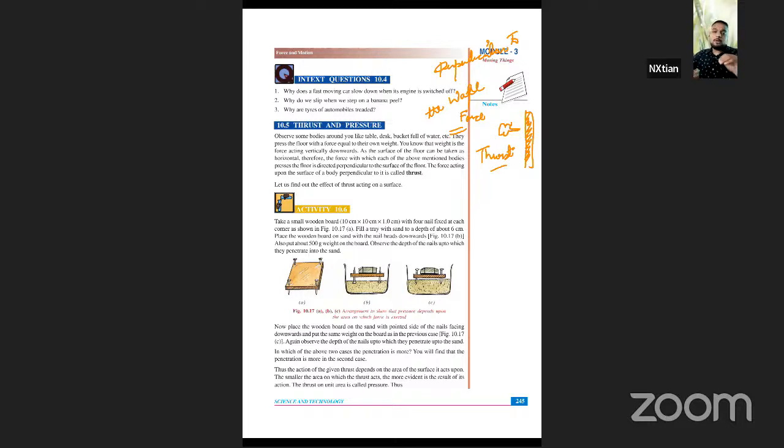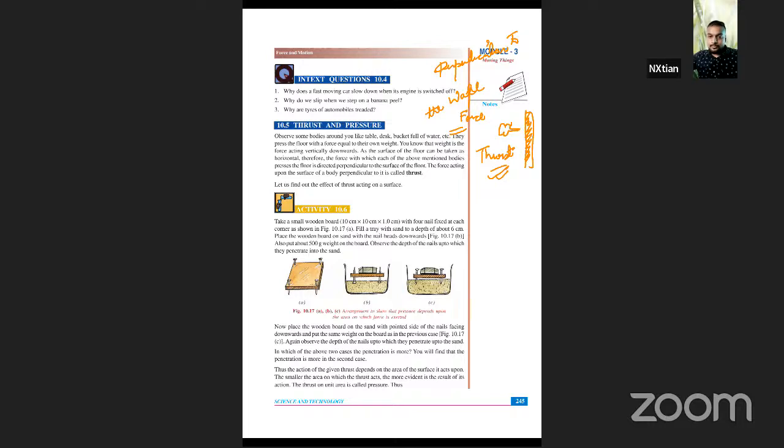So if you are standing, is it a force perpendicular to the surface you are standing on? You are not a dancer who can walk like this. You are standing perpendicular to the surface, so it means that you are also applying a thrust on the surface. If you are hammering a nail, then you are applying a force which is perpendicular to the surface. So this is called thrust. Any force which is perpendicular to the surface is called thrust.